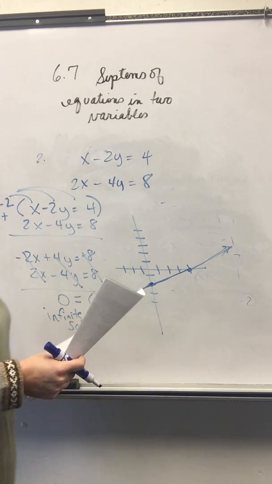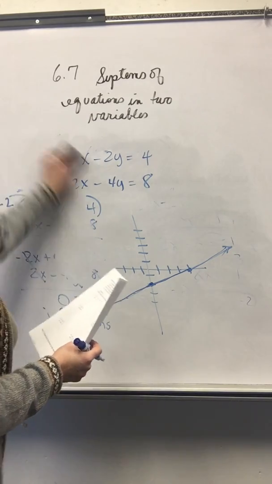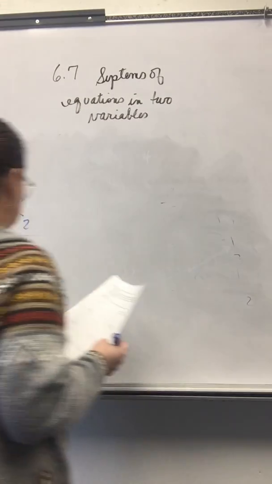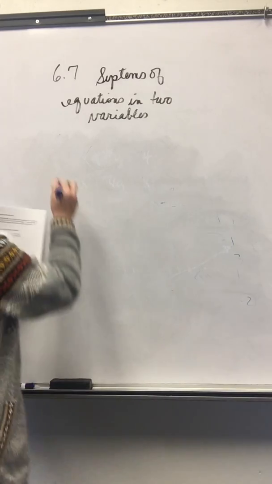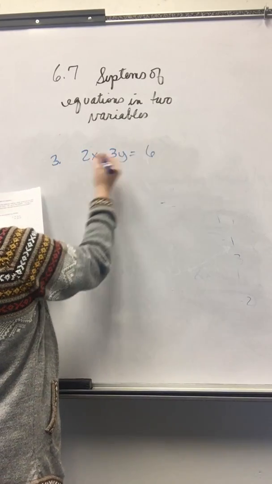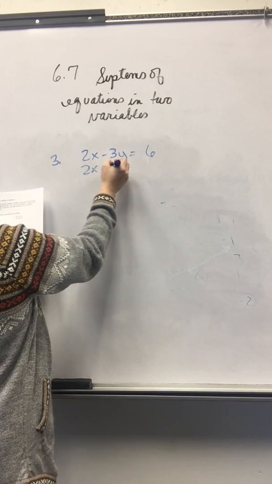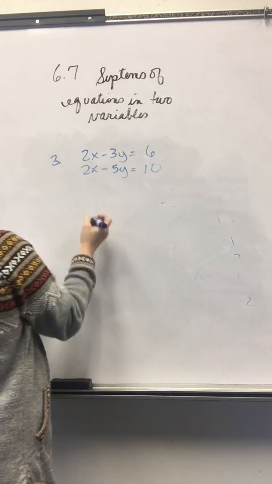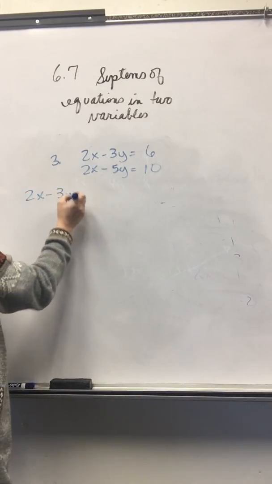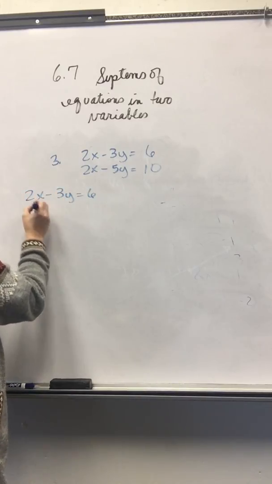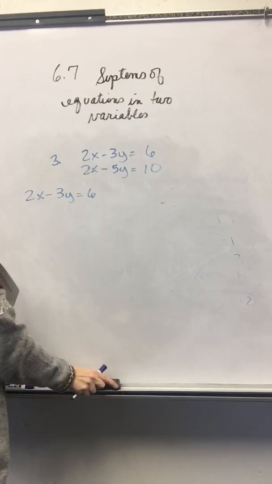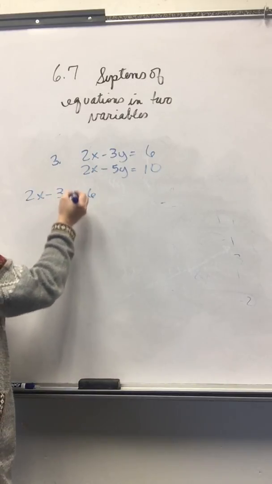All right, moving on to number 3. Number 3, we're going to graph these two lines and then we're going to use the elimination method to verify. So to graph, you can use one of our methods. We talked about how some of you like to point plot. But I think I'm going to use the other method here to demonstrate solving for y.